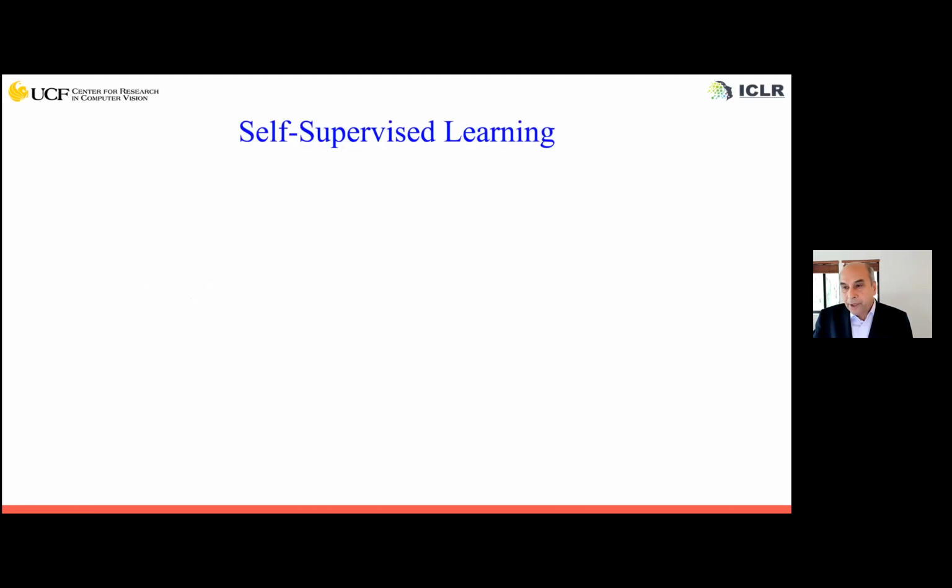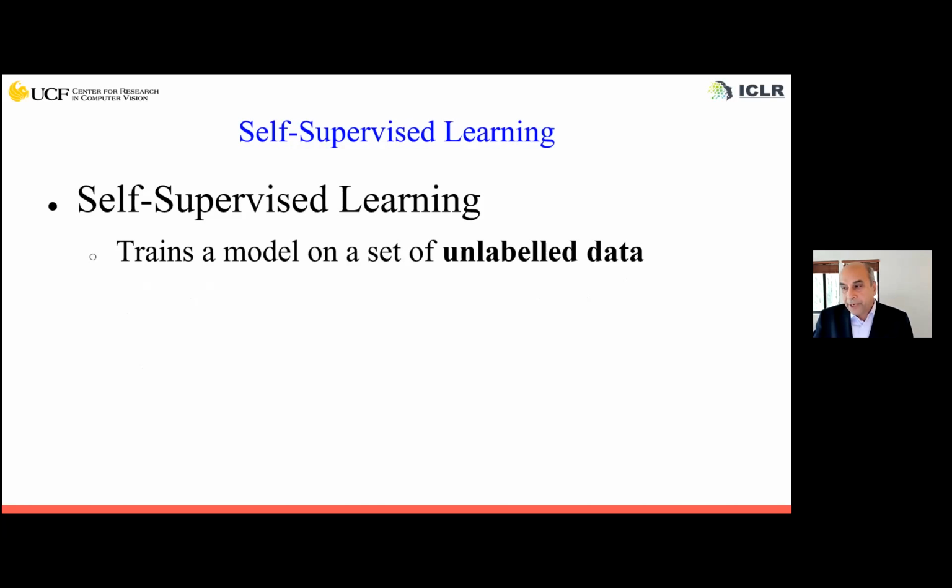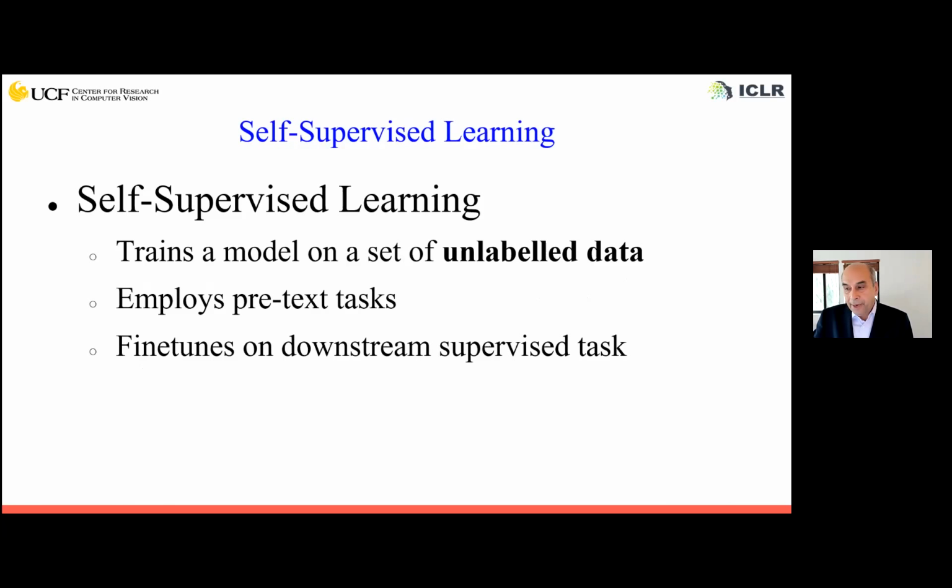Then the third level is self-supervised learning, where we train a model on a set of completely unlabeled data. That's the most challenging. Here we employ a pretext task, and then we fine-tune on a downstream supervised task. So I'm going to cover these three main streams.